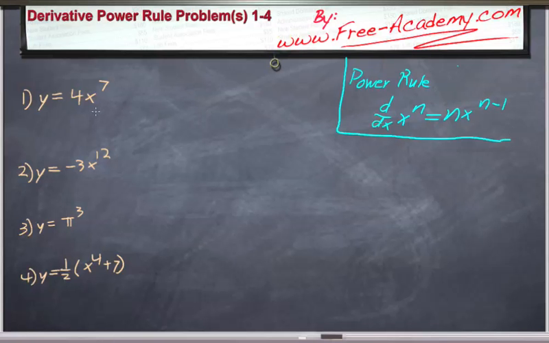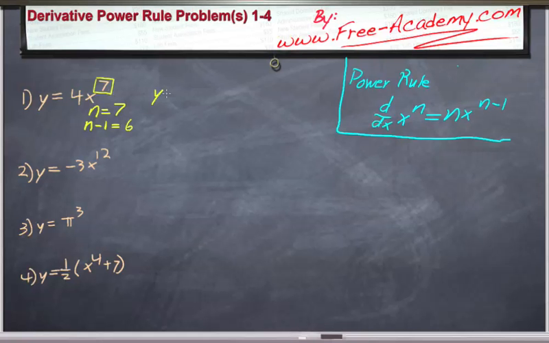Now, whenever we need to find the derivative using the power rule, we only need two things. We need n, and we need n minus 1. N, of course, is the exponent. So n equals 7. N minus 1, of course, equals 6.